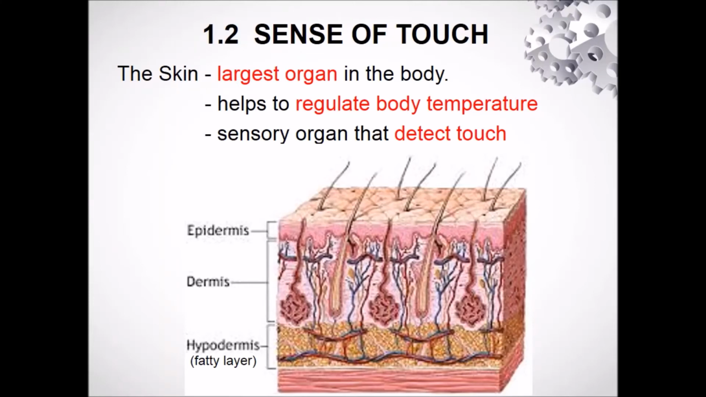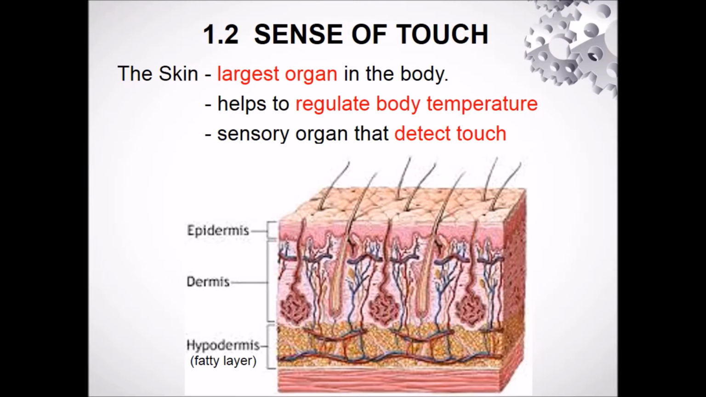About the sense of touch. Now, the skin is the largest organ in the body. It helps to regulate body temperature, and it is actually a sensory organ that detects touch. Basically, the skin is formed by three different layers, namely the epidermis, the dermis, and the hypodermis, which is the so-called fatty layer.